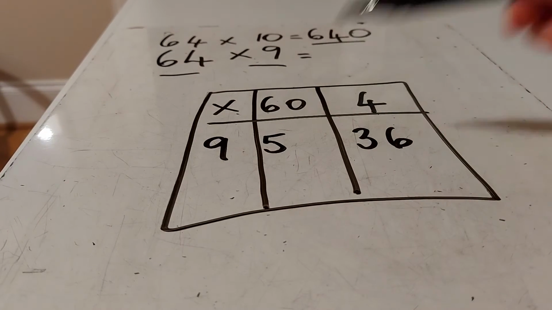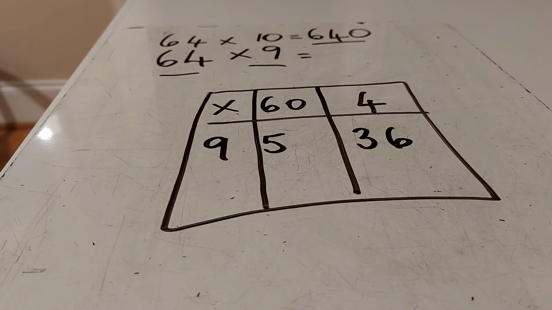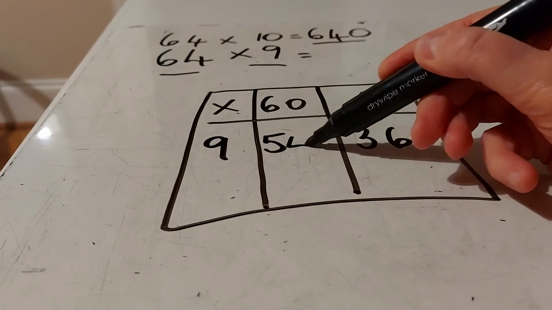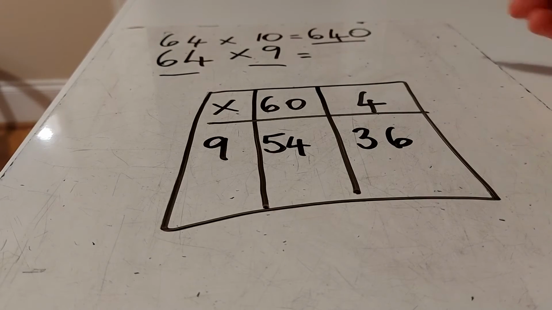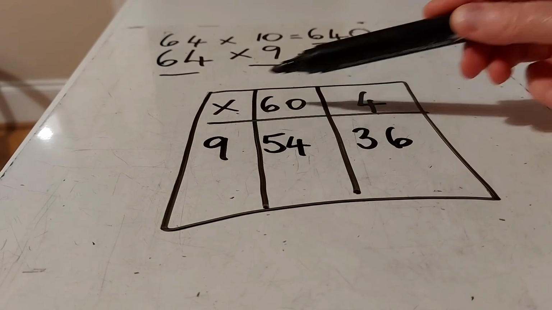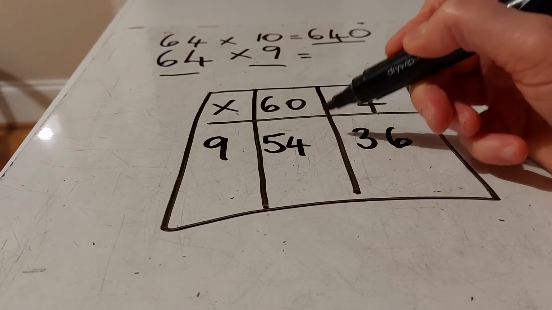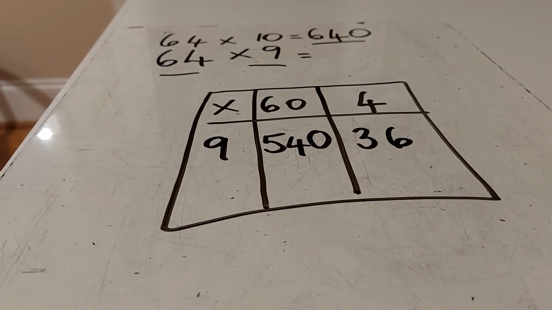What do we add to 5 to make 9? Okay, give you some thinking time. The answer is 4, okay? But we have to be careful. It's 9 times 60, so we've not finished yet. In order to make it 10 times bigger, we add a 0 there.